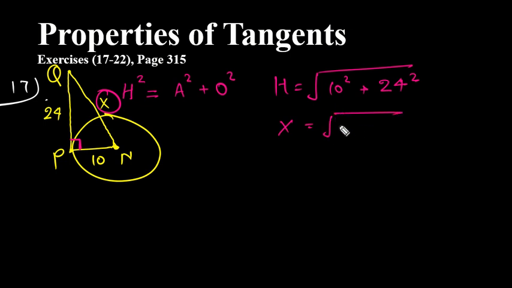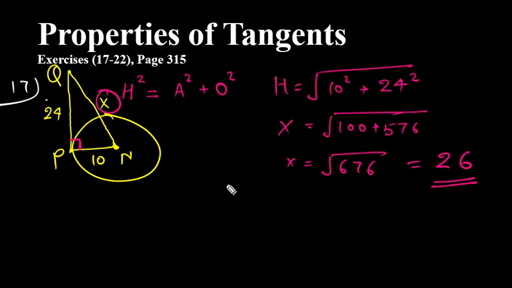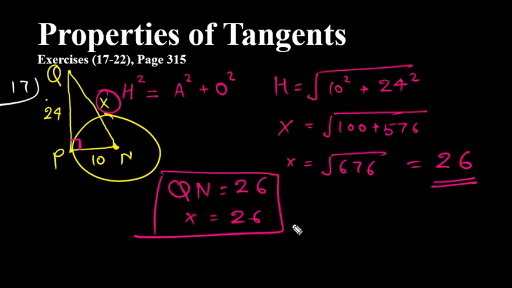So this will give you 100 plus 24 square, which is 576, I guess. This will give you 676. So how much is the square root of 676? This will give you 26 as your answer. So x is 26. That is your answer.